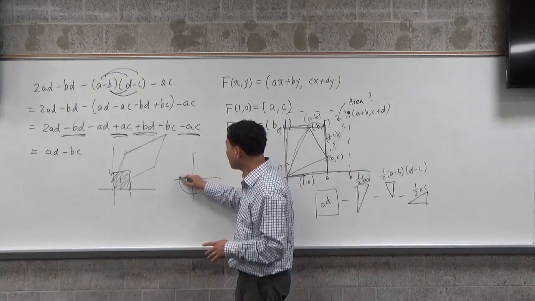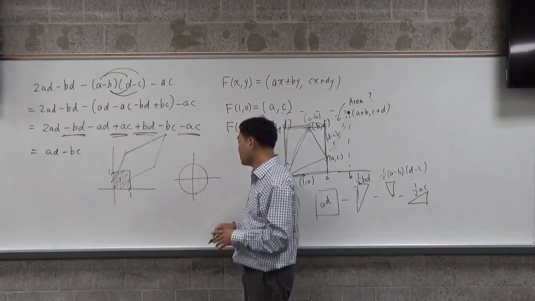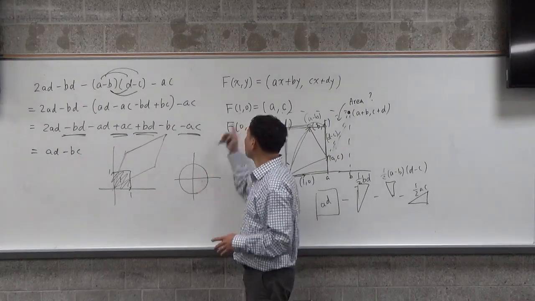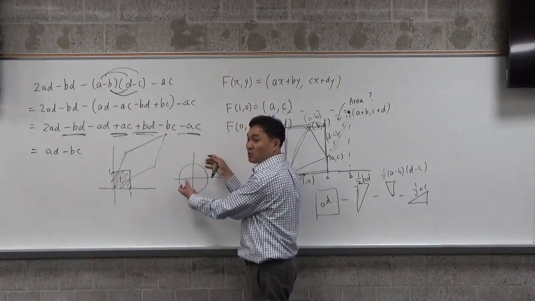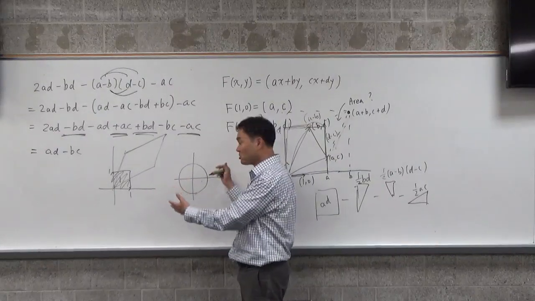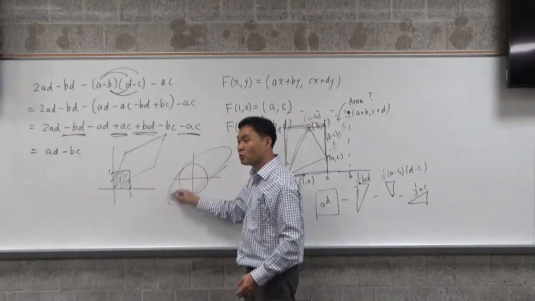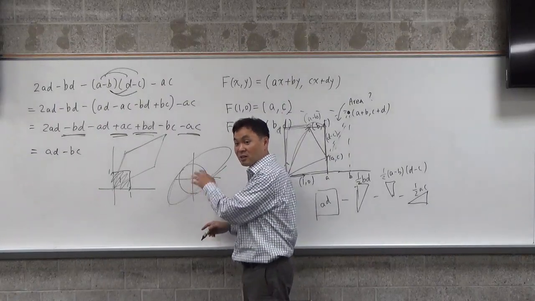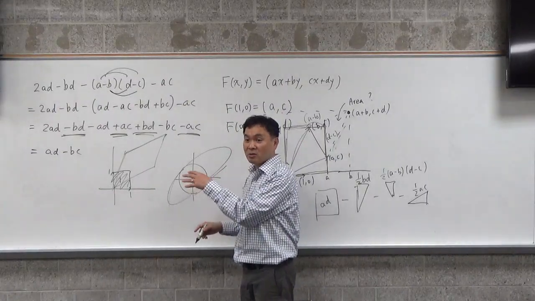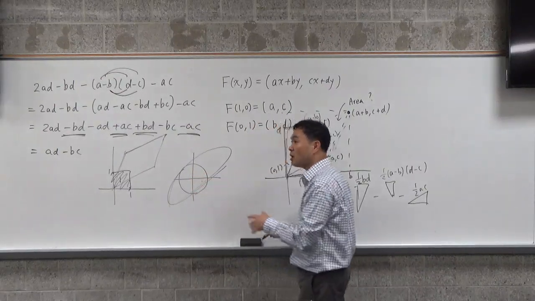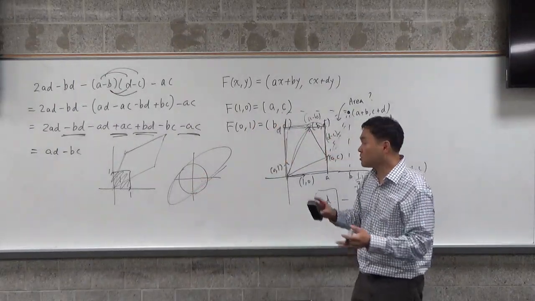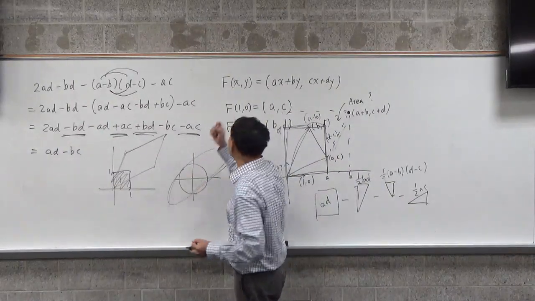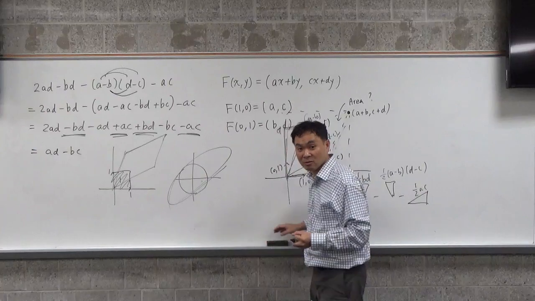So let's say you have a circle of radius 1. What's the area? It's pi, right? Then you can apply this F, and it's going to become some crooked circle, some kind of ellipse, right? It's something like this, right? What's the area of this ellipse? It will be AD minus BC times pi. So the geometric meaning of the determinant is that the determinant gives you how much the area has changed under this given transformation. That's what it means.